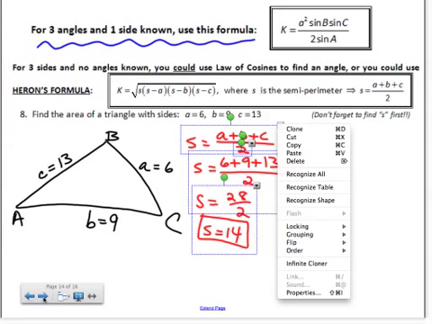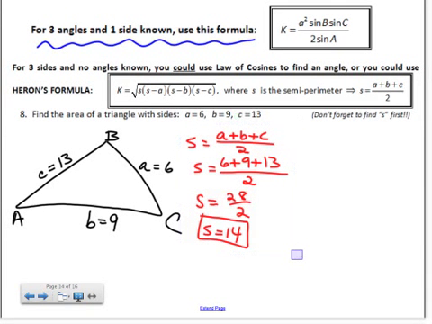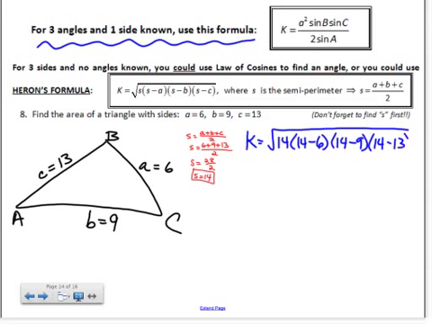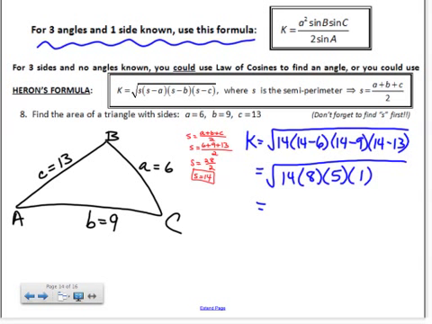So K equals the square root of the semiperimeter, 14, times 14 minus 6, we'll go from the smallest to the biggest, times 14 minus 9 times 14 minus 13. So now we have K equals the square root of 14 times 8 times 5 times 1, which equals approximately, once I put it in my calculator, 23.664.